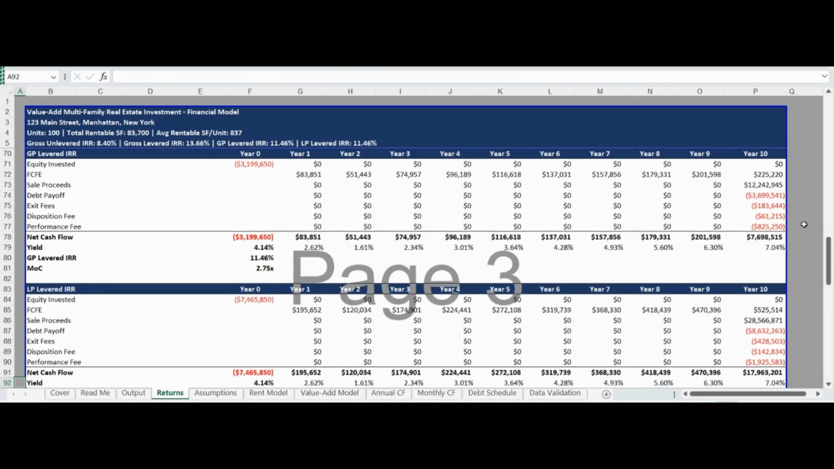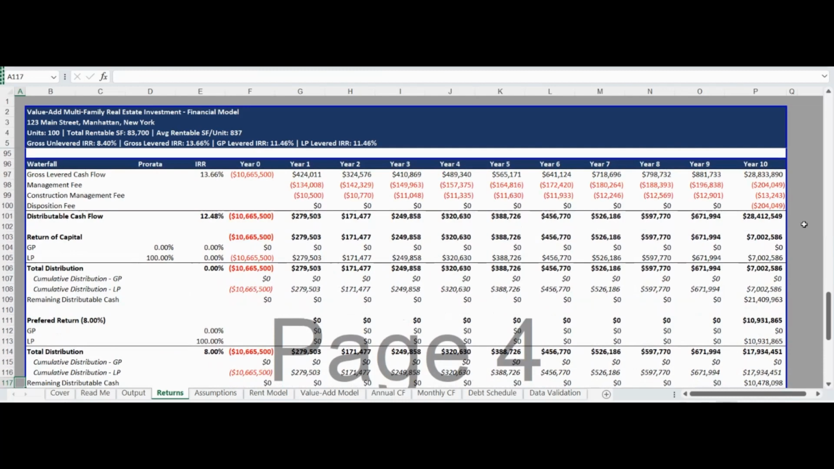Following the deal level levered and unlevered returns, the general partner and limited partner returns are showcased. The returns are presented in the same format as the deal level returns and include the calculation of net cash flow, yield, IRR, and multiple of capital for the general partner and limited partner.